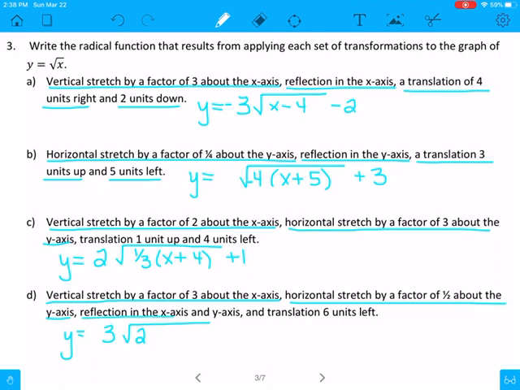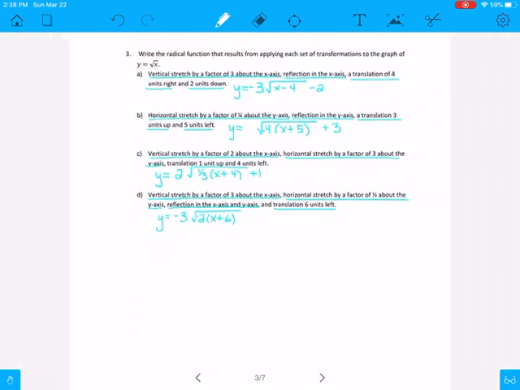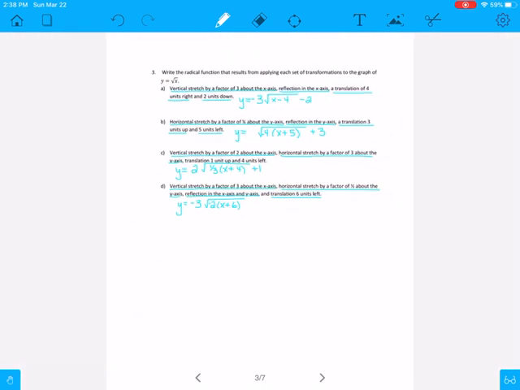Reflection in the x and y axis. So these are both negative. When they're in both axes, it's easy. You don't have to use any brain power. Great, right? And then a translation 6 left. So I go bracket x plus 6. And I always have to do those brackets because I need to have a 1 in front. Okay? Boom. Drop the mic. We're done that one. Right? Okay.